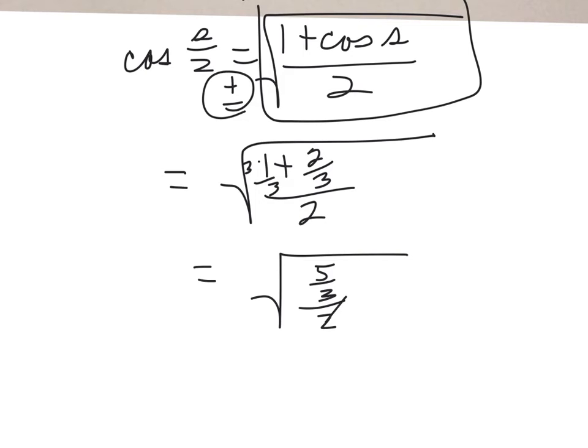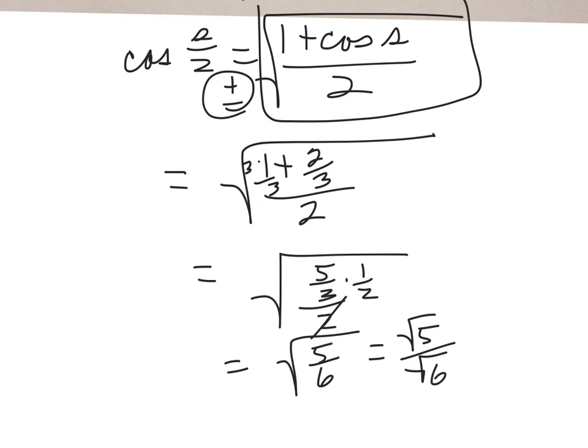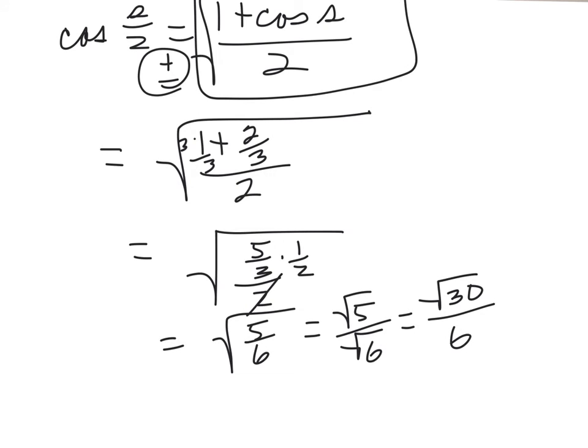which would be the same thing as 5/3 times a half, which would be the square root of 5/6, or the square root of 5 over the square root of 6. And if I rationalize the denominator, I'm going to have the square root of 30 over 6. So now we got to figure out what the sign is.